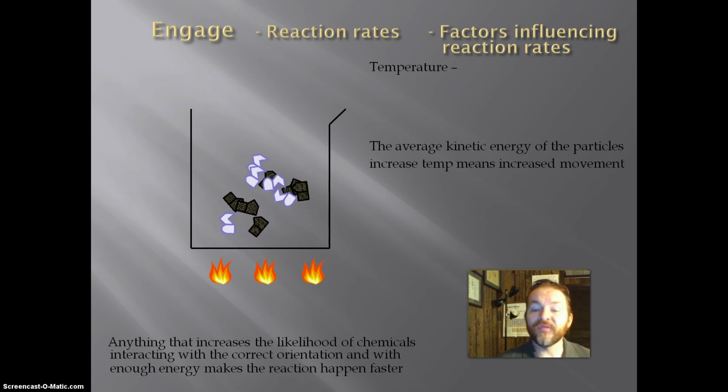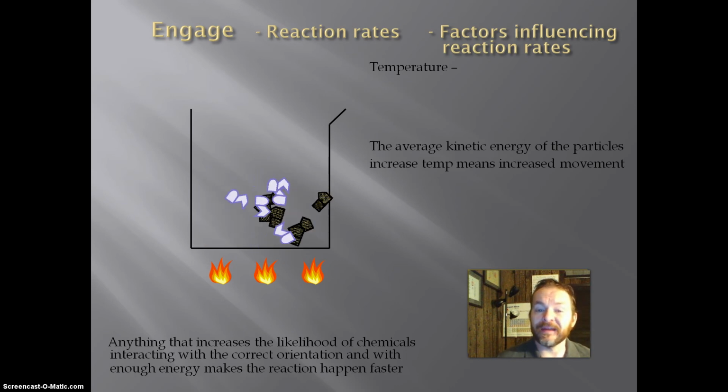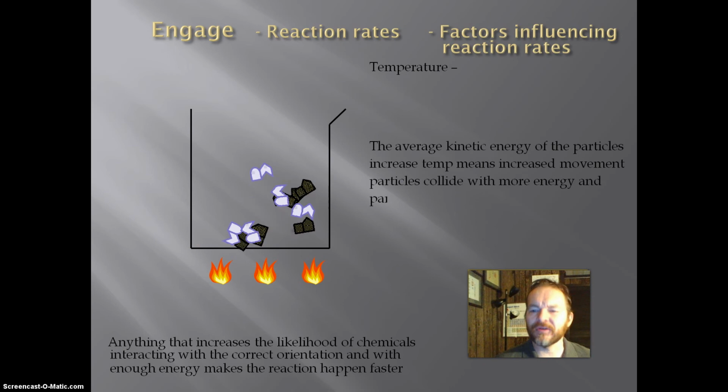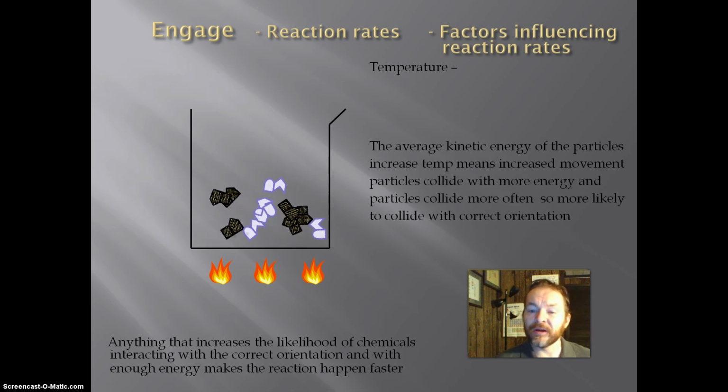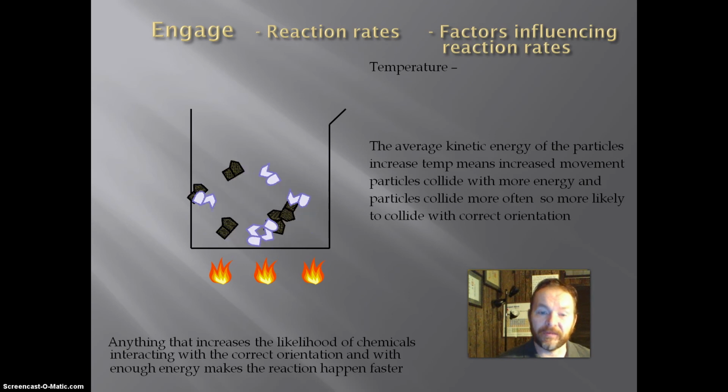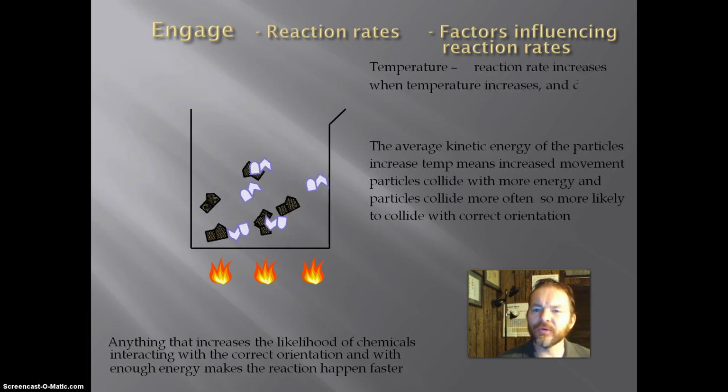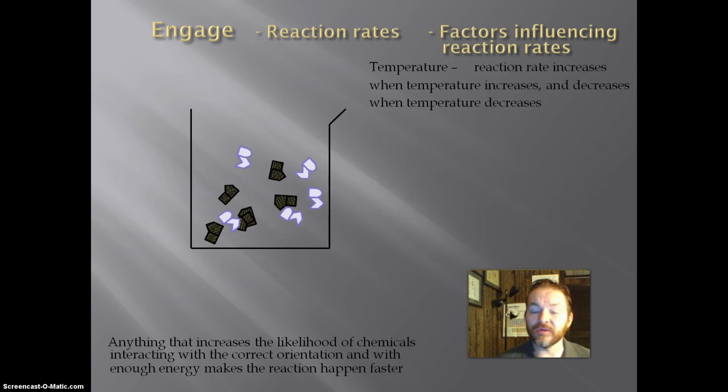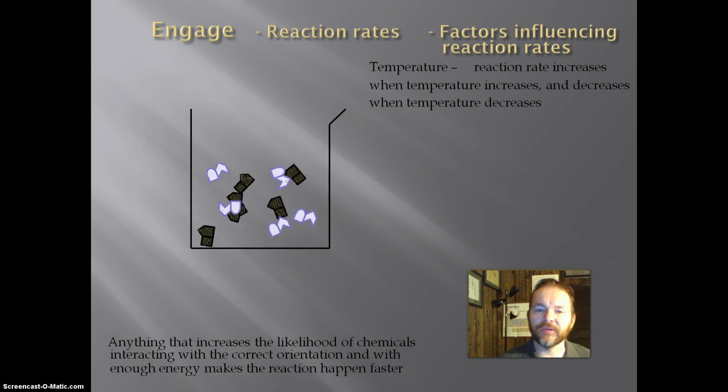Now, when they move faster, that means that they're going to hit each other more often. If they hit each other more often, there's a greater likelihood they hit in the right way. Also, if they're moving faster, they're going to hit with more force. So it's more likely that they will have enough energy. So particles collide with more energy, and they collide more often, so they are more likely to collide with the correct orientation. So reaction rate increases when temperature increases, and decreases when temperature decreases. So temperature is one factor influencing reaction rate.